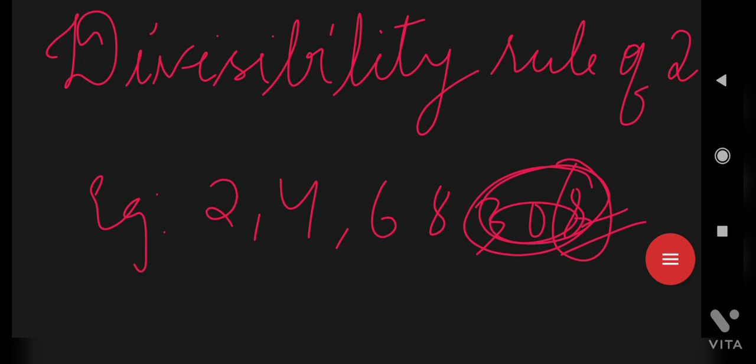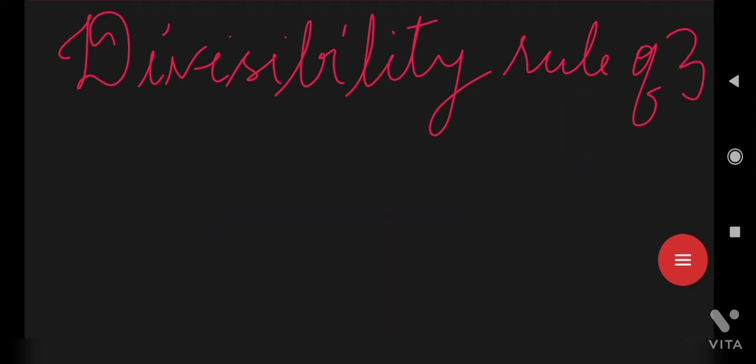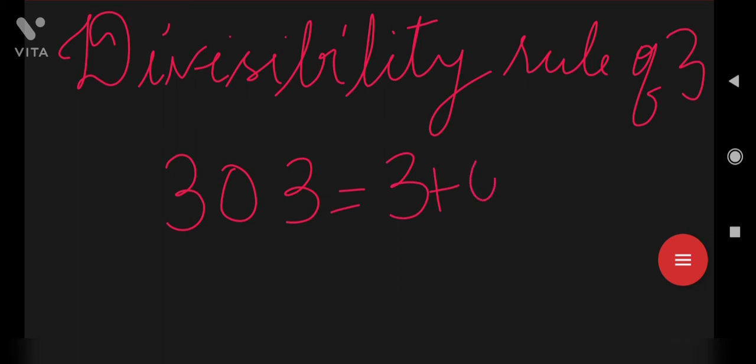The last digit we can check: if this 8 is divisible by 2, then the whole number 308 is divisible by 2. The divisibility rule for 3 states that a number is completely divisible by 3 if the sum of its digits is divisible by 3. For example, 303: 3 plus 0 plus 3 is equal to 6, and 6 is divisible by 3, so this number is divisible by 3.